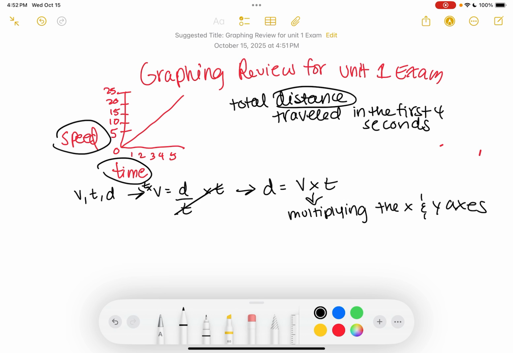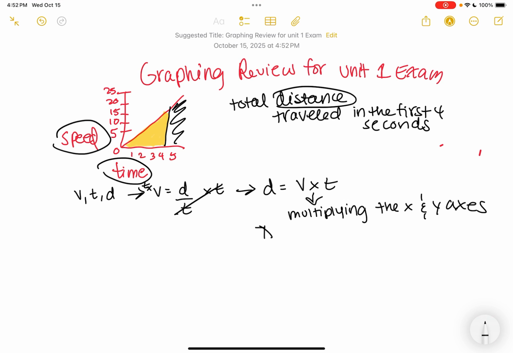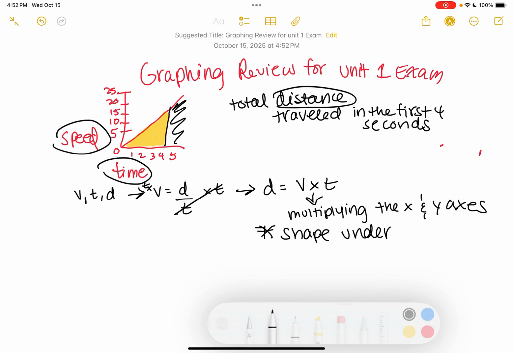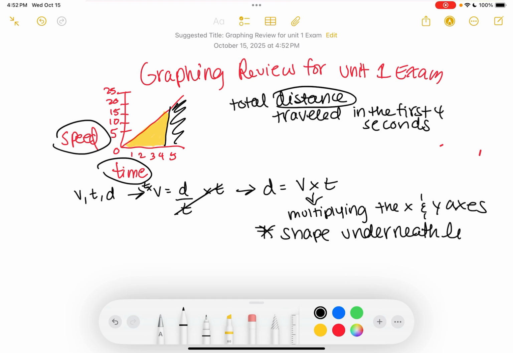All right. So we're going to multiply the x and y axes. The problem is, right here we put a line there because we don't care about what's happening over here. We focus on what's going on underneath the line, this red line from 0 to 4 seconds. We see that there's a triangle there, so we're not just multiplying speed times time. We have to take into account that the shape underneath the line matters.